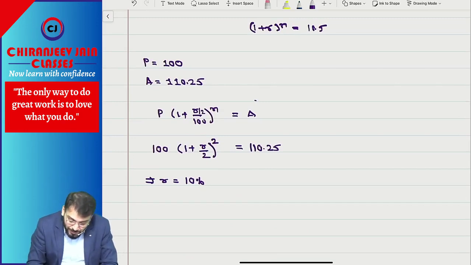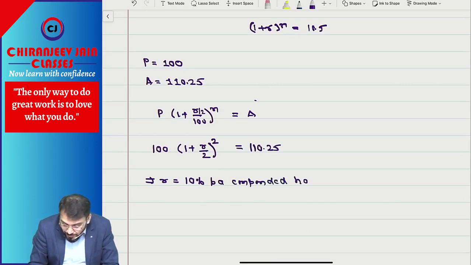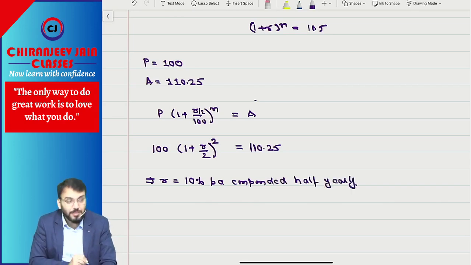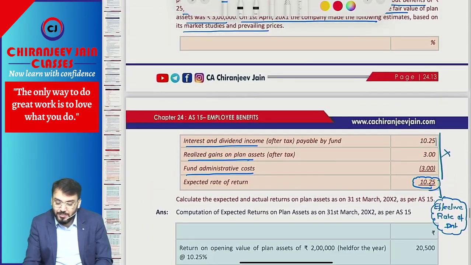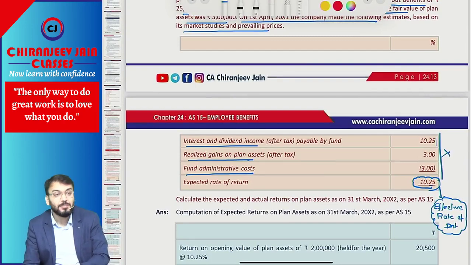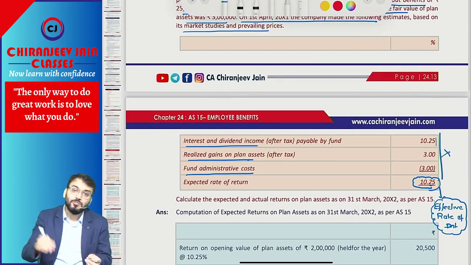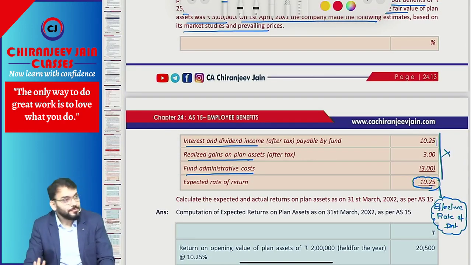So this is 10% per annum compounded half yearly. This point, have you understood? Mathematics. Whenever this type of question comes, I don't know, because in the question they have not mentioned anywhere that 10.25% is the effective rate of interest. But in the solution they are assuming that. Why they are assuming, I also don't know.